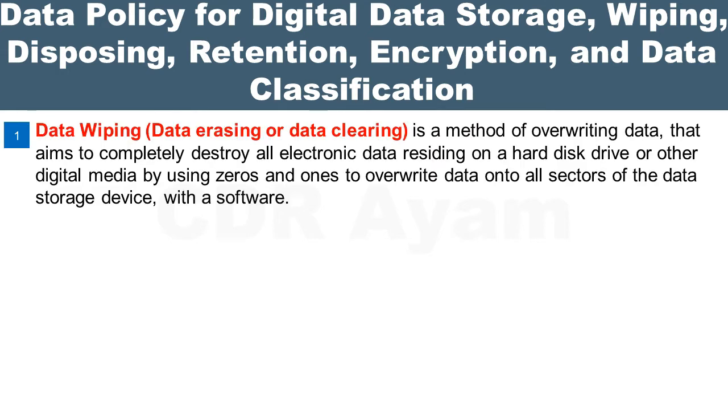Data storage wiping can also be referred to as data erasing or data clearing. Data storage wiping is a method of overwriting data that aims to completely destroy all electronic data residing on the hard drive or any other digital media by using zeros and ones to overwrite data onto all sectors of the device with software.